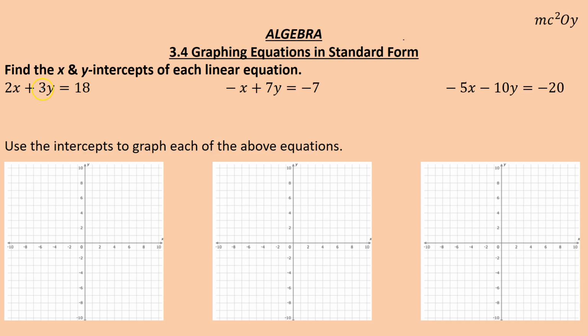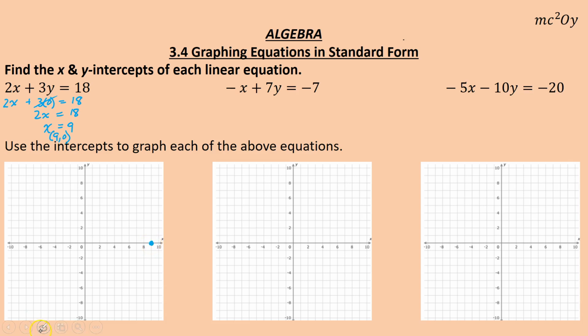So if I want to find the x-intercept, I'm going to put 0 in for y. And that allows me to solve for x. You notice I get 2x plus 3 times 0. Well, that's 2x, because 3 times 0 disappears. It just becomes 0. So x is 9. That gives me an x-intercept of (9, 0). And I can use that to graph it. I can come down here and go, well, (9, 0), that's right there.